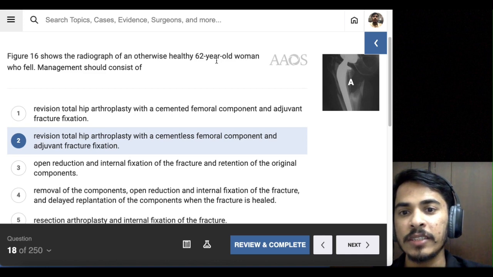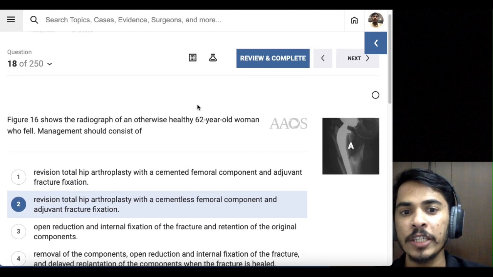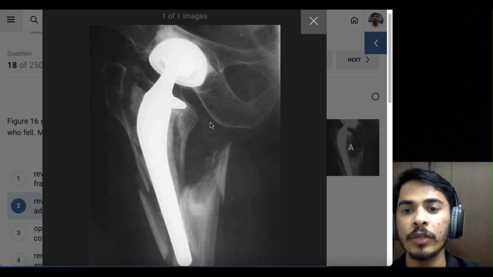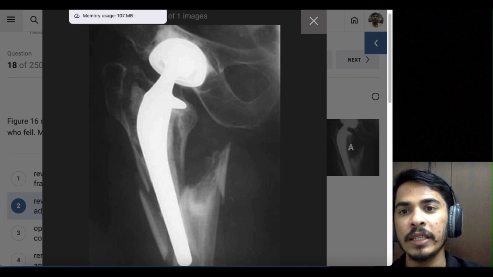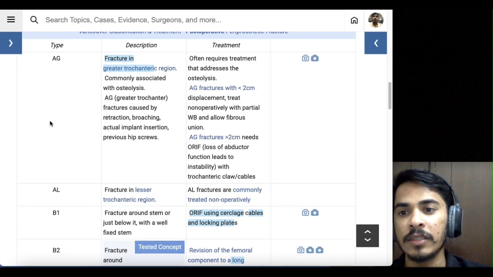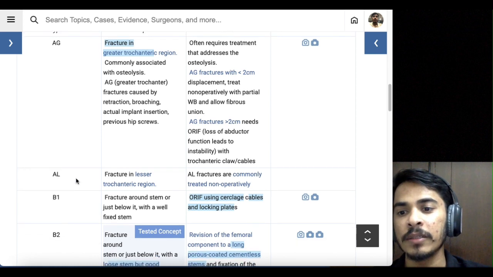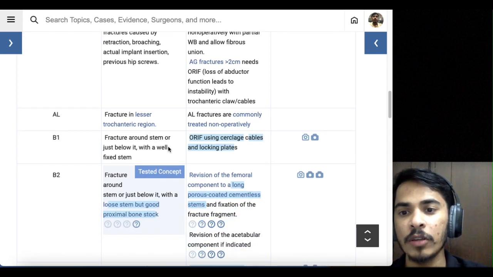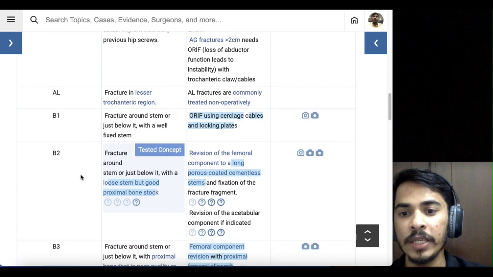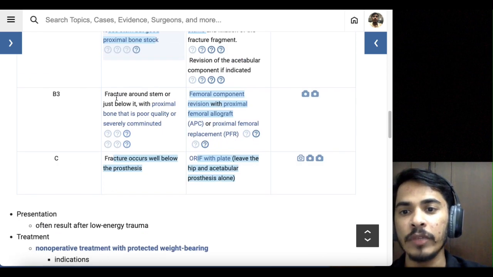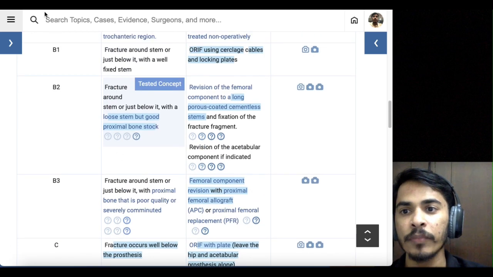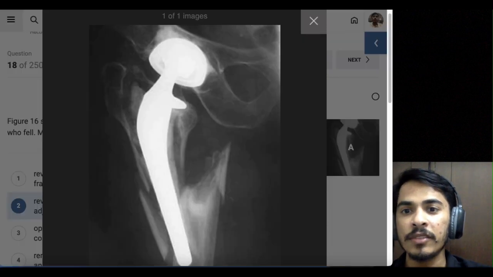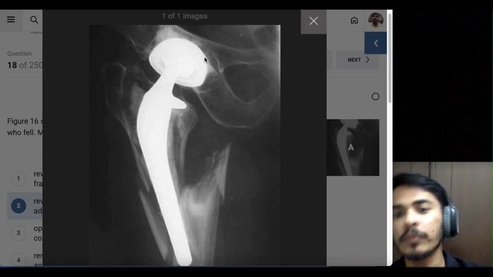A radiograph of an otherwise healthy 62-year-old woman who fell, and management should consist of what? Here we have to understand the Vancouver classification. There are three types: A, B, C. A means peritrochanteric area, AG means greater trochanter, AL means lesser trochanter. B1 is a fracture around the stem with a well-fixed stem. B2 is a loose stem. B3 is without good proximal bone quality. C is a diaphyseal fracture. We have to decide the treatment according to the classification.